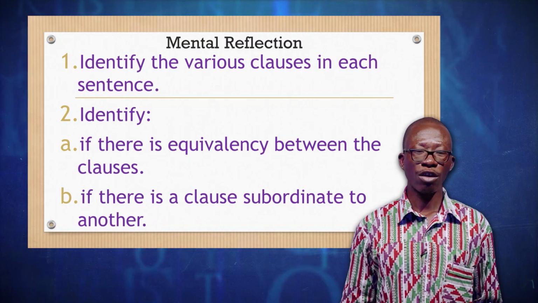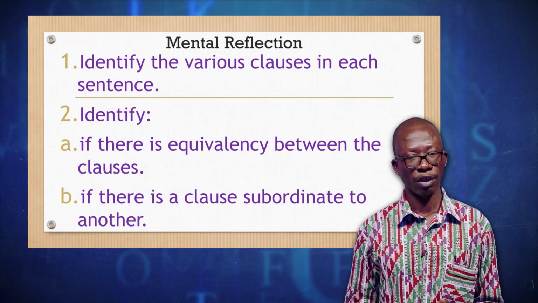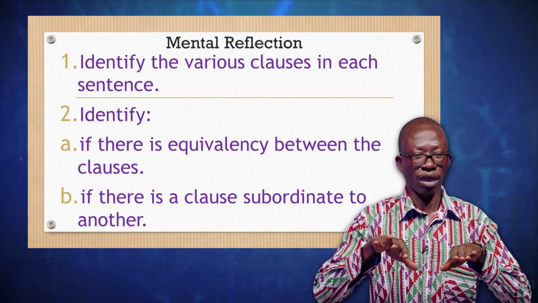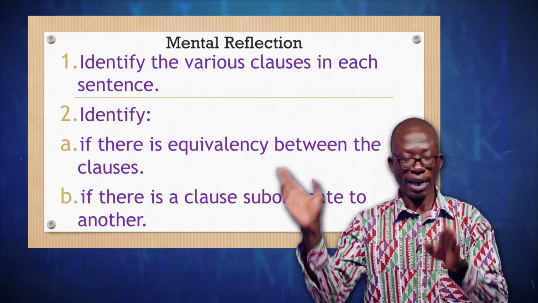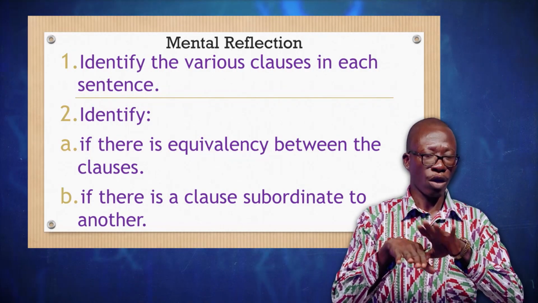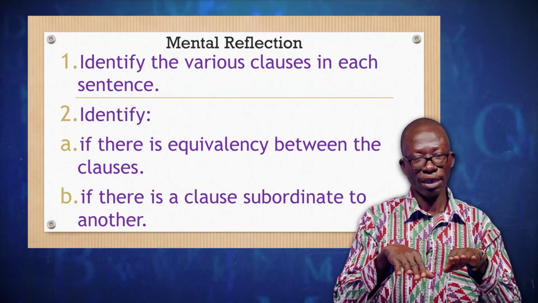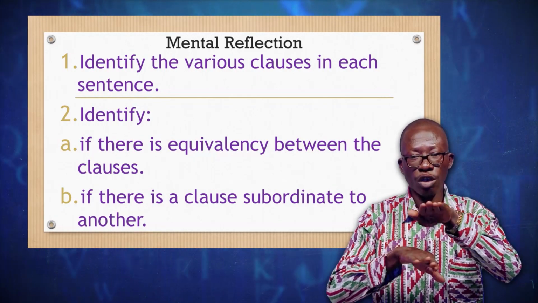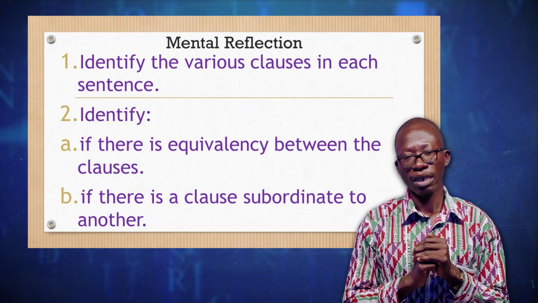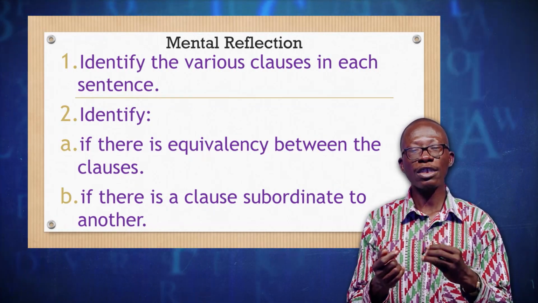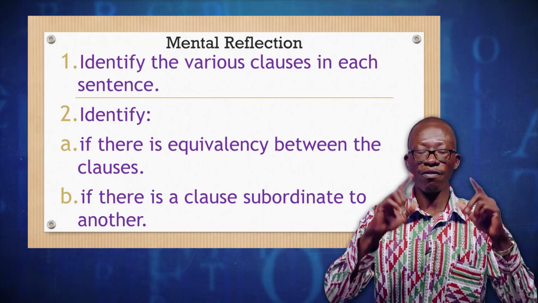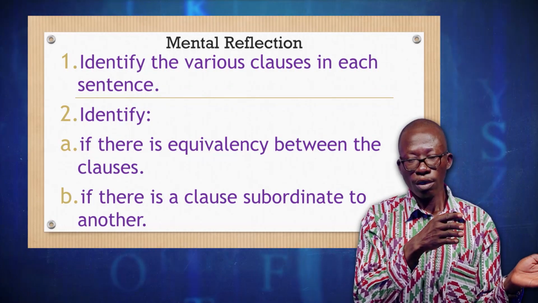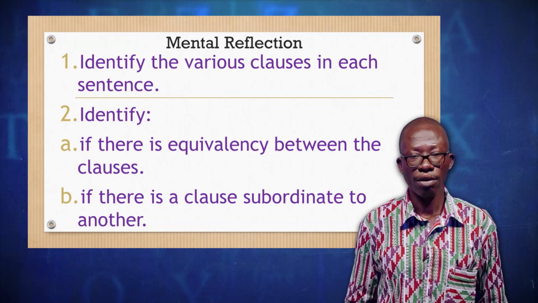B, if there is a clause subordinate to another. So if the clause is not of equal weighting, is there one subordinate to another? Is there a situation where one clause is given a higher rank than the other? So you have the main clause being of a higher rank and the subordinate clause being low. Meaning that the subordinate clause gets its complete meaning as a perfect unit under the main clause.